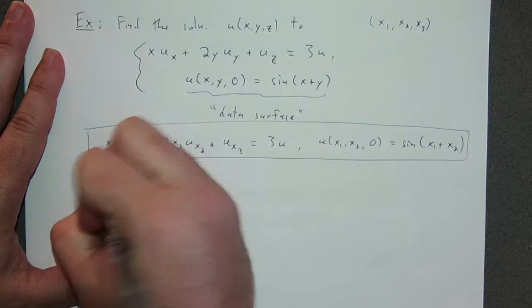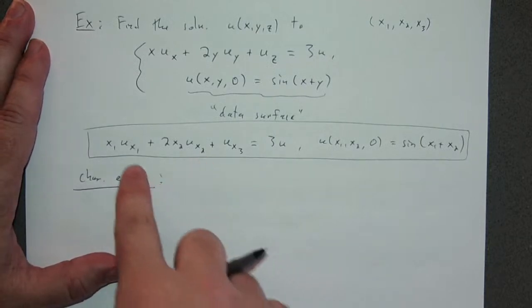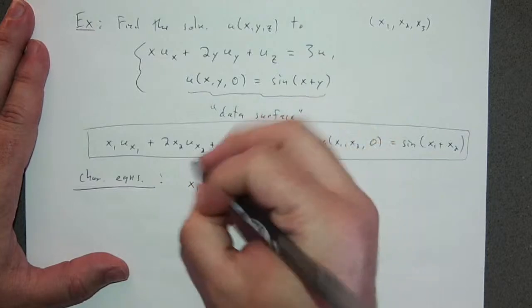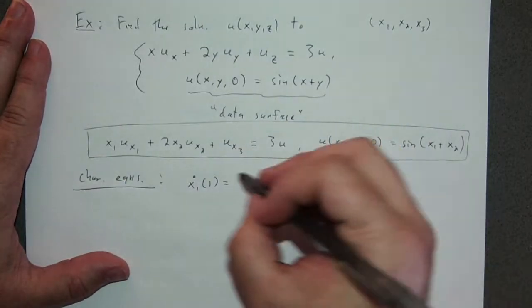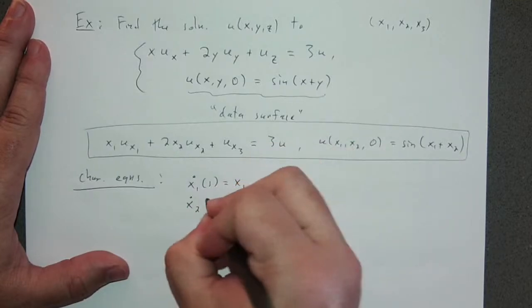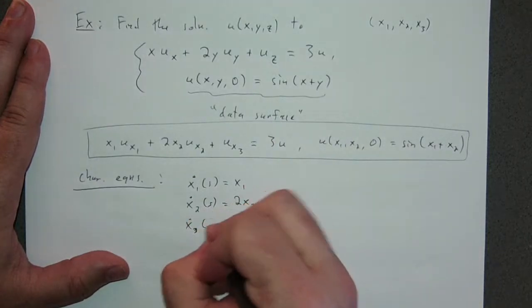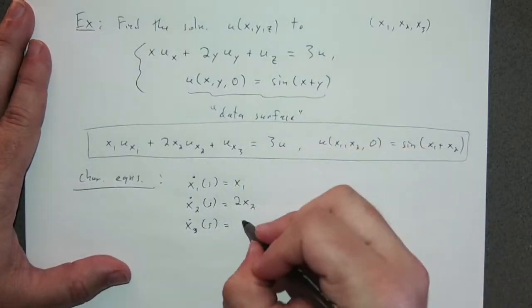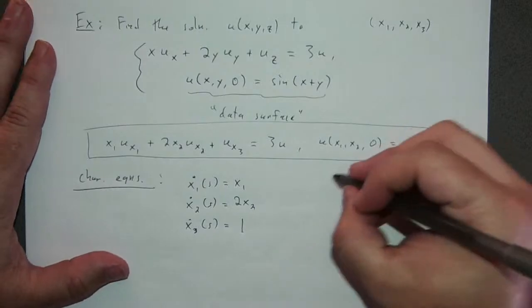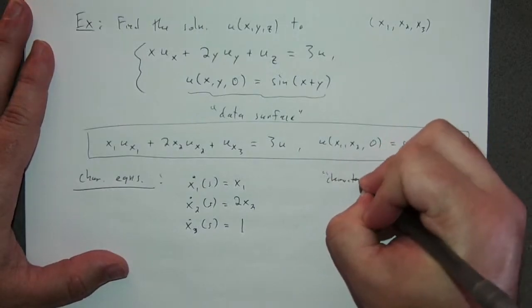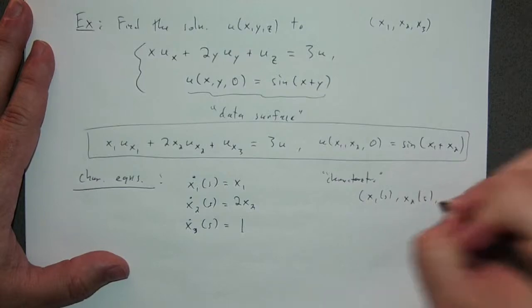So what are the characteristic equations, to see how this works? Well, my characteristic equations for x1, x2, and x3 would be: x1 dot of s is equal to x1. x2 dot of s is equal to 2x2. x3 dot of s is equal to 1. Okay, what is my characteristic? It is now parameterized by x1(s), x2(s), x3(s).